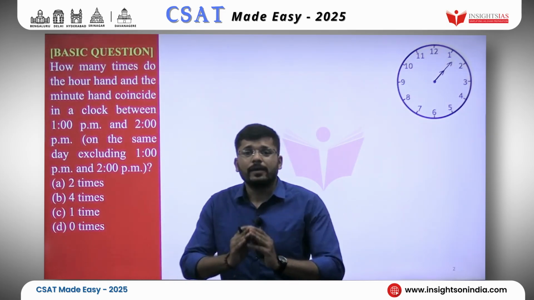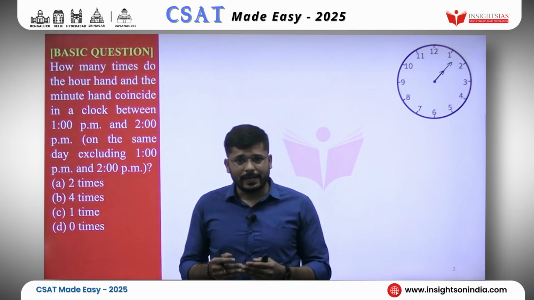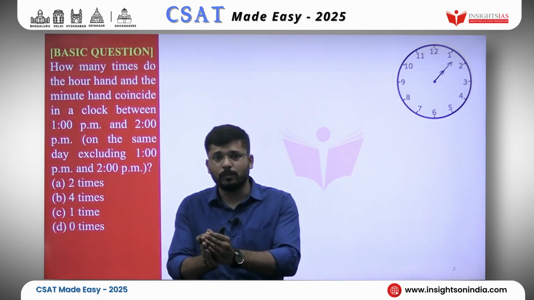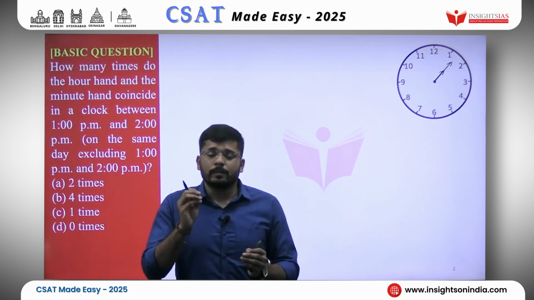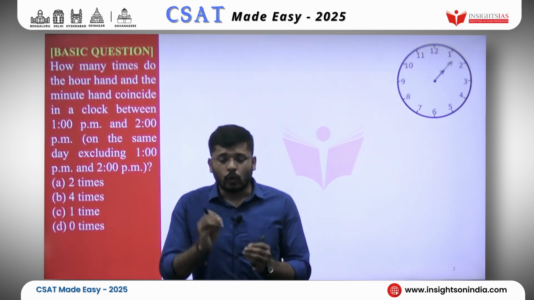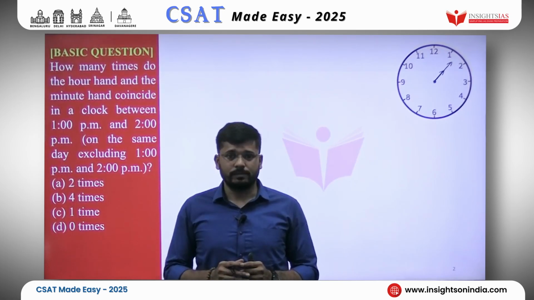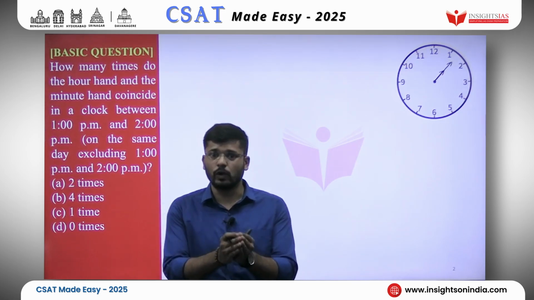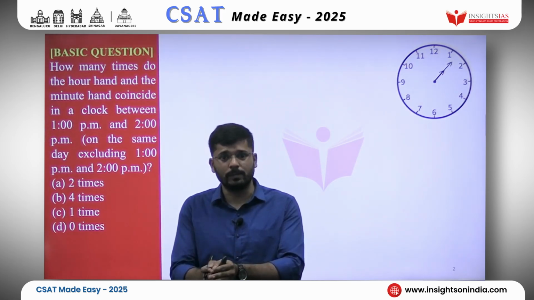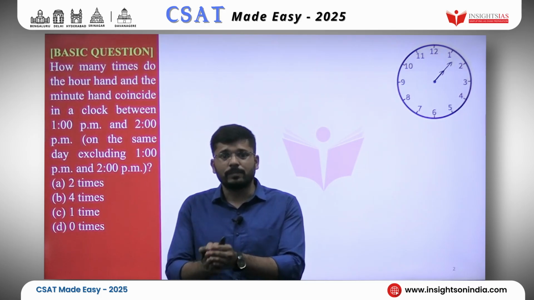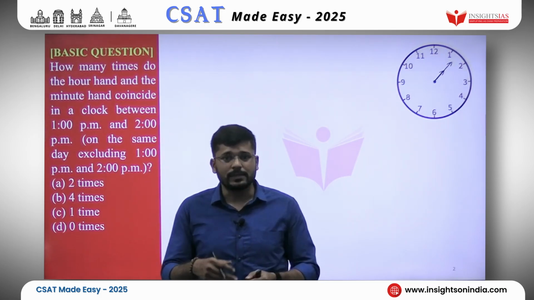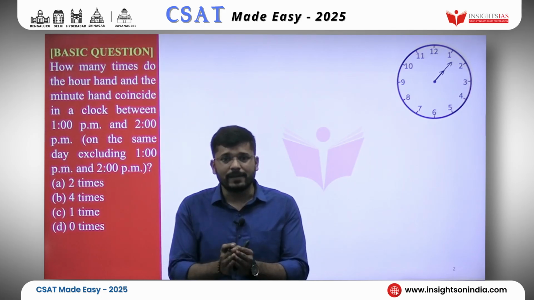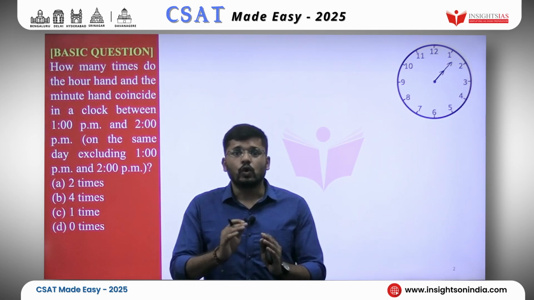Remember or take it as a rule, from 1 o'clock to 11 o'clock, the hour hand and the minute hand coincide once between every 2 consecutive hours, that is between 1 a.m. and 2 a.m. or between 1 p.m. and 2 p.m., then between 2 p.m. and 3 p.m., then between 3 p.m. and 4 p.m., likewise up to 10 p.m. and 11 p.m. they coincide once in every gap between 2 consecutive hours.